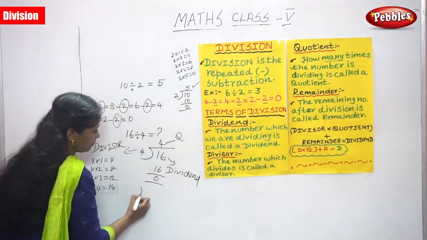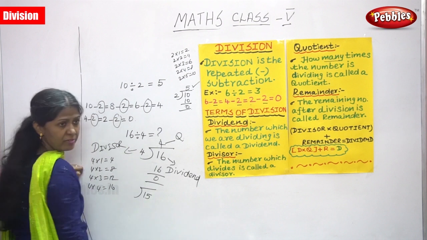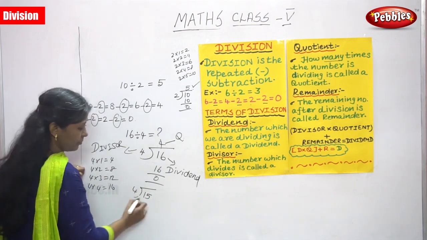We can see some other example. 15 is divided by 4. Look at this number. 15 is divided by 4.